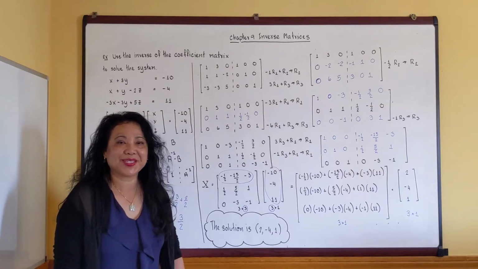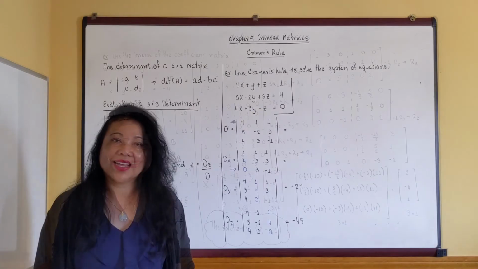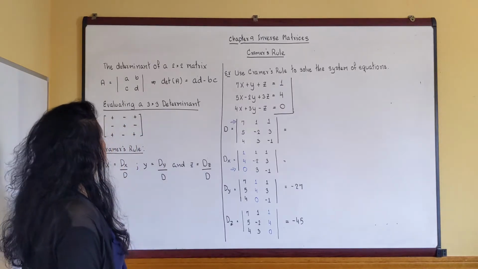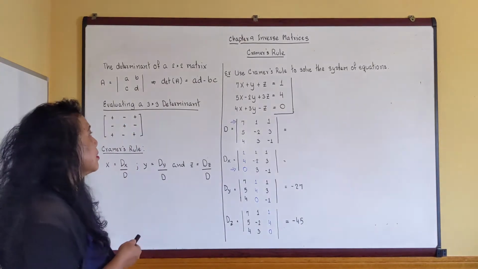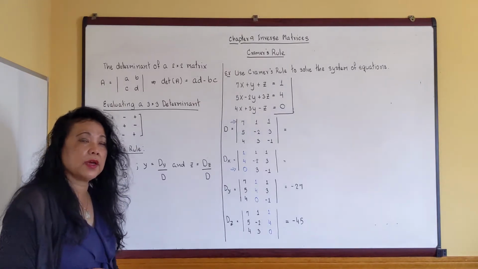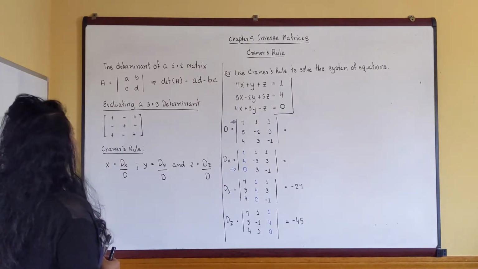Alright, let's look at more examples. Hi, let's finish our chapter 9. The next method is called Cramer's rule. This method again we use to solve x, y, and z.